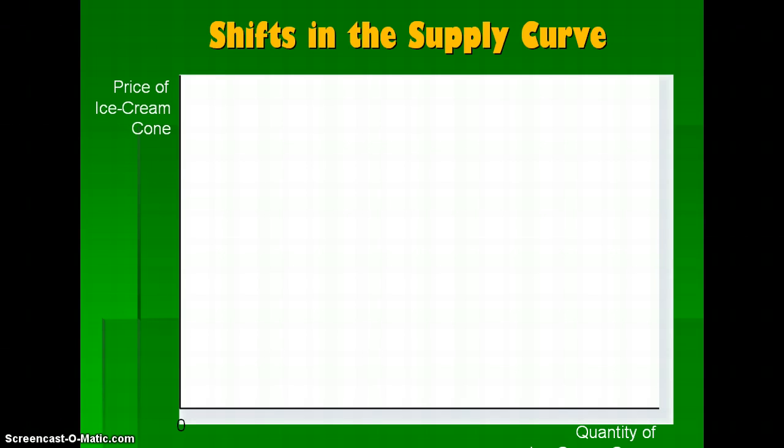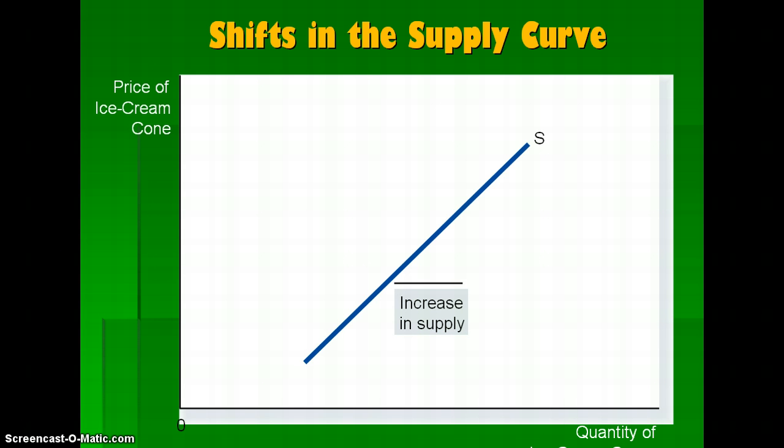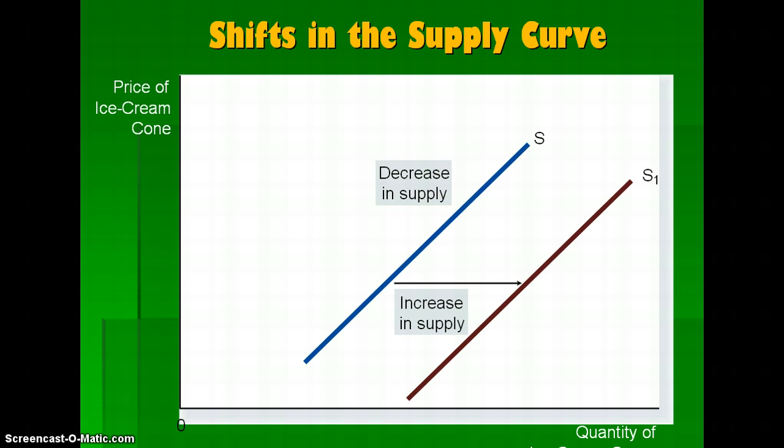Let's take a look at that in action here on an actual graph. We're talking about the price of an ice cream cone, how that affects the supply curve. This is the original supply line. We're going to call that S. We have an increase in supply, so we're going to draw a new supply line. Since it's an increase, we know that that's going to be a shift to the right. There's the arrow going to the right. Here's our new supply curve. We'll label that S1. And then if we want to show a decrease in supply, draw the arrow going to the left, draw a new supply curve, that becomes S2.